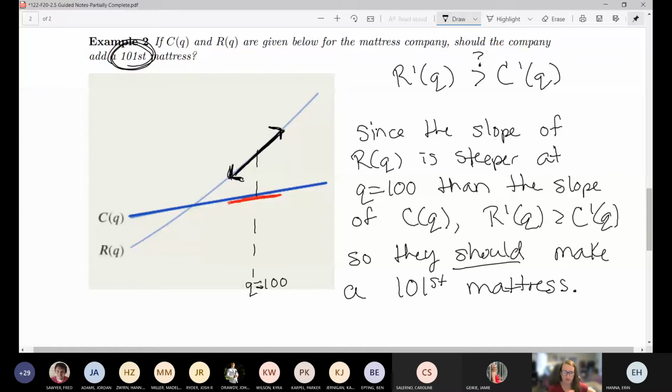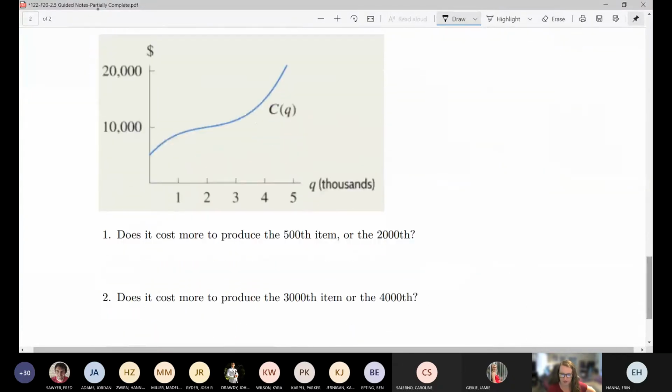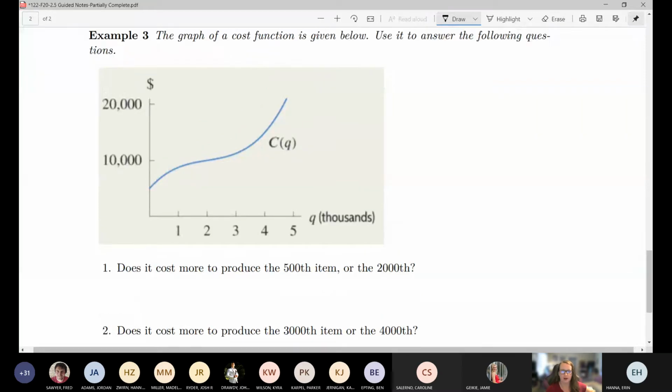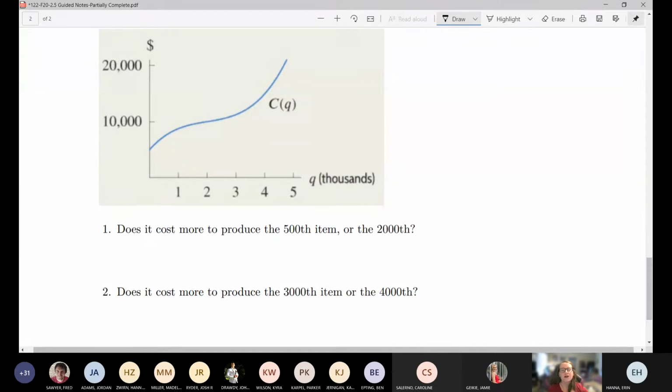Parker, hopefully that helped. We have one more question from 2.5 that we didn't get to the other day. It's a similar idea of looking at slopes. We have the graph of the cost function here, and we want to answer the following question. I can scroll back down past that because we need the graph in there. We want to know whether it will cost more to produce the 500th item or the 2000th item.